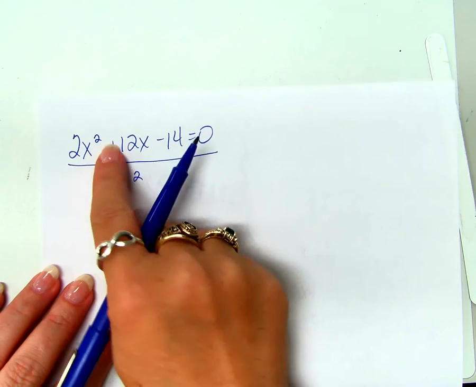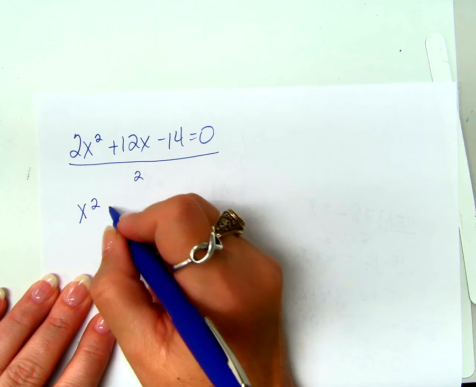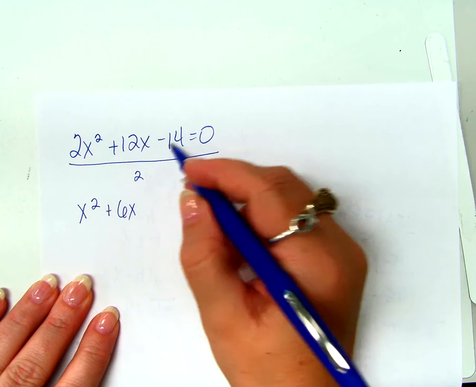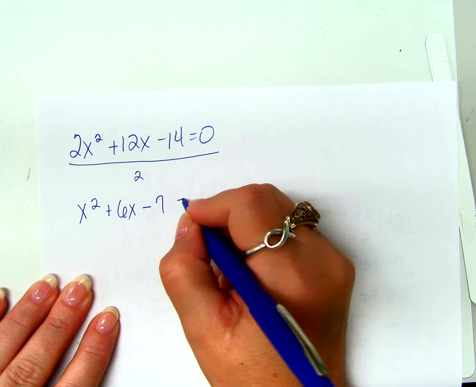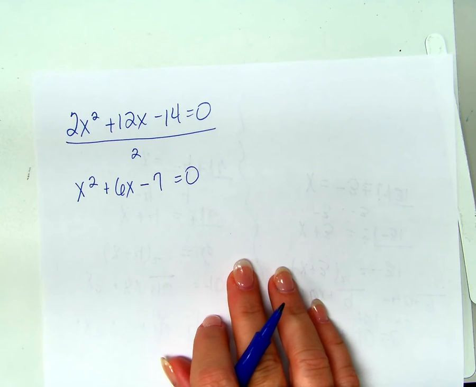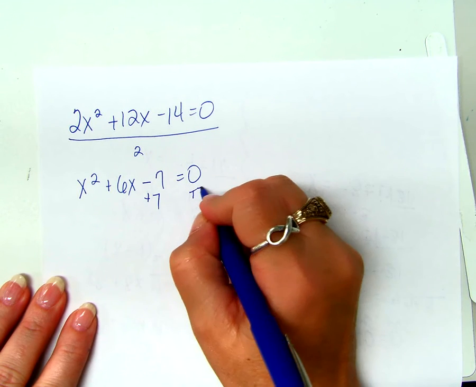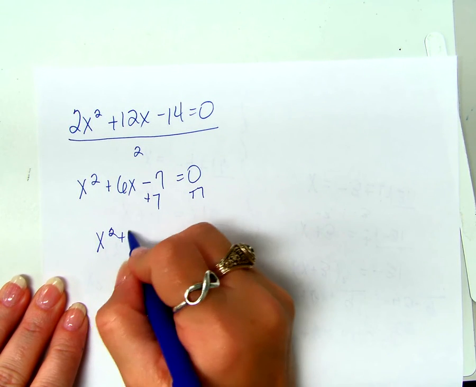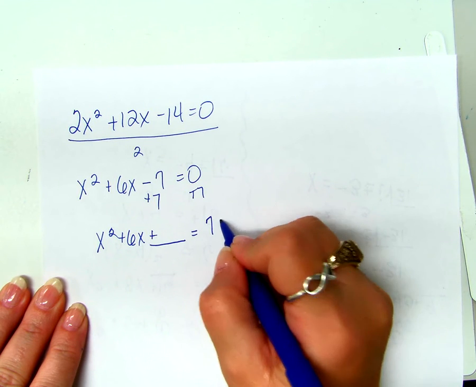So I have 2x squared divided by 2, and I get x squared. I have 12x divided by 2, and I get 6x. I have negative 14 divided by 2, and I get minus 7 equals 0. Now tell me what you want to do. Add 7. Okay. Add 7. x squared plus 6x equals 7.